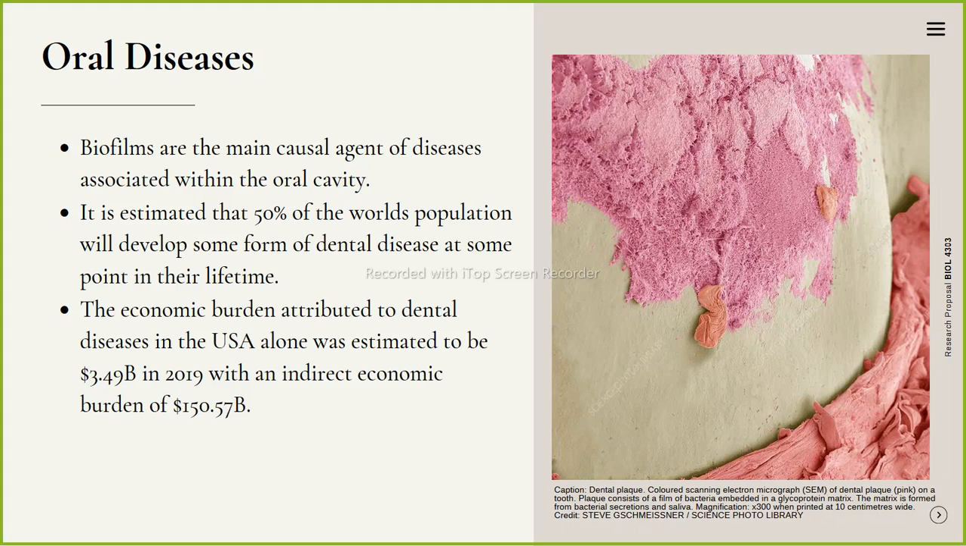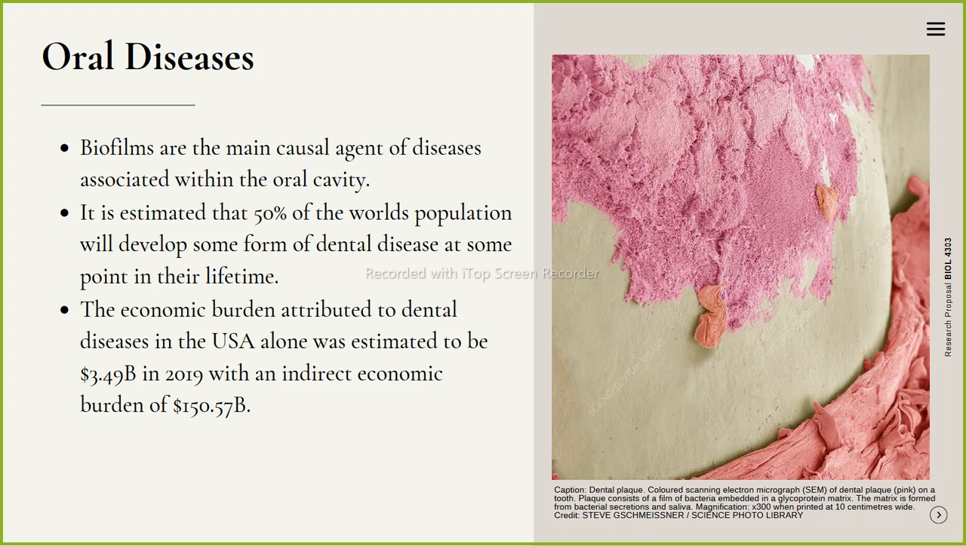Looking at oral diseases specifically, biofilms are the main causal agent of diseases associated with the oral cavity. Here on the right, we added a picture of a scanning electron micrograph of biofilm on a tooth surface. So that's pretty cool.